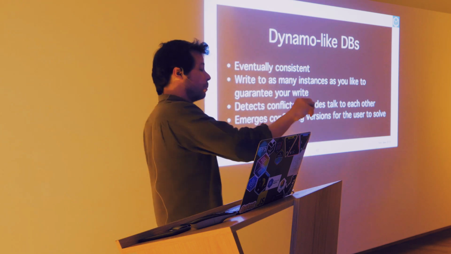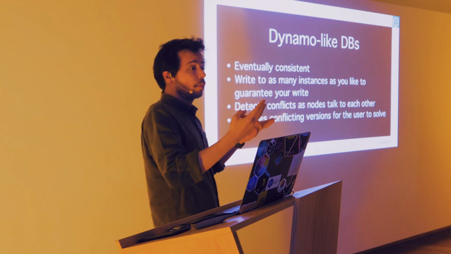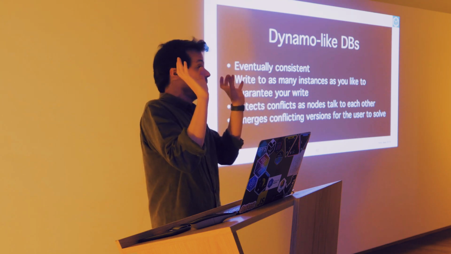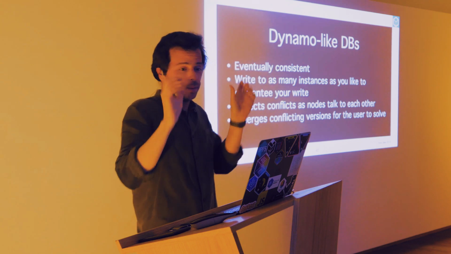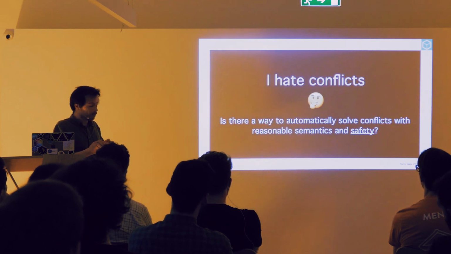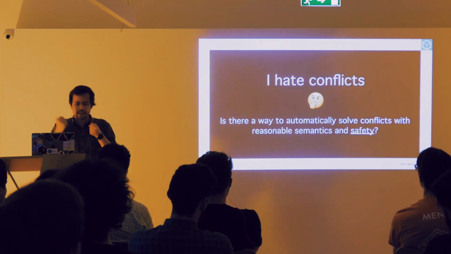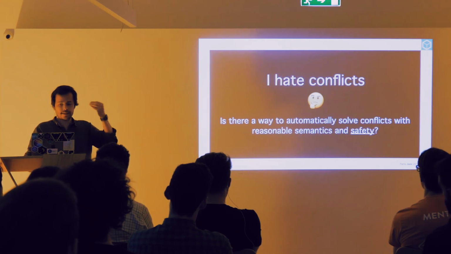So when next time you query that document, instead of getting one value, you'll get two or more values because the database doesn't know what to do with them. I have two conflicting values. Please solve them for me. So I don't know about you, but I really hate conflicts. And I was asking myself, is there a way to automatically solve conflicts with a reasonable semantics and safety?